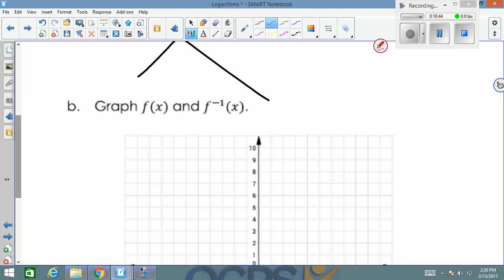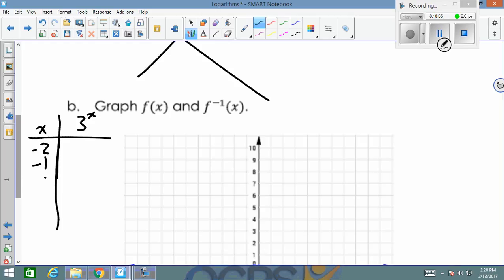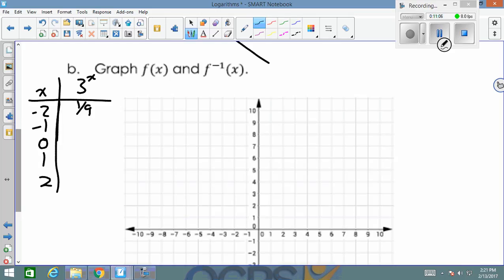Okay, so let's graph the two. So the first thing we're going to do is graph. The easiest way to do this is to graph your original function, which was 3 to the x power. Okay, graph the original exponential. Remember, 3 to the negative 2 is the same as 1 over 3 squared, which would be 1/9. 3 to the negative 1 would be 1 over 3. Anything to the 0 power is 1. 3 to the first is 3. 3 squared is 9. So I'm going to graph those.